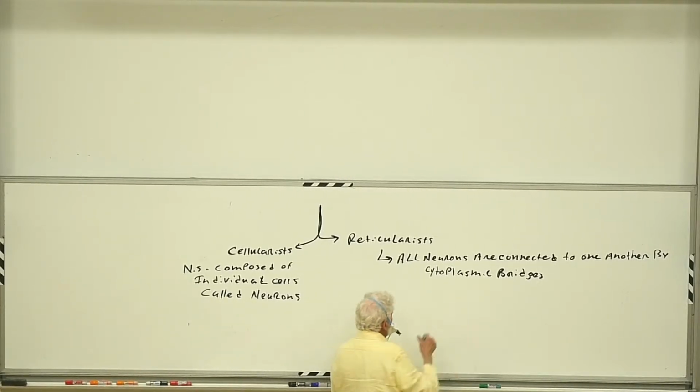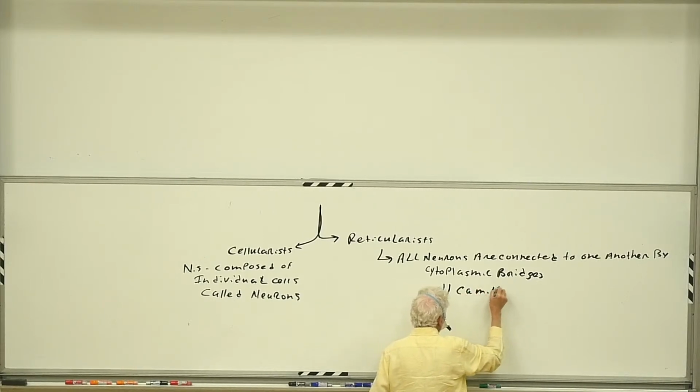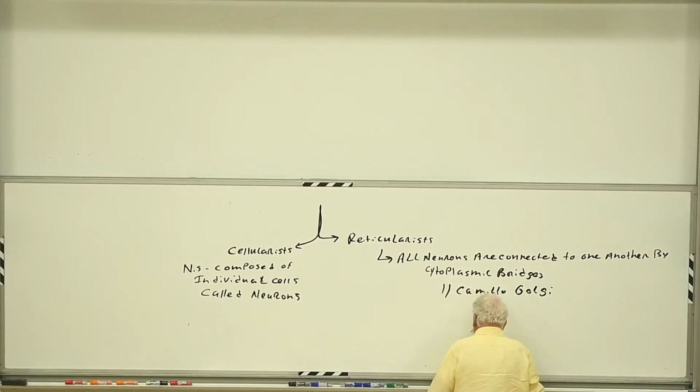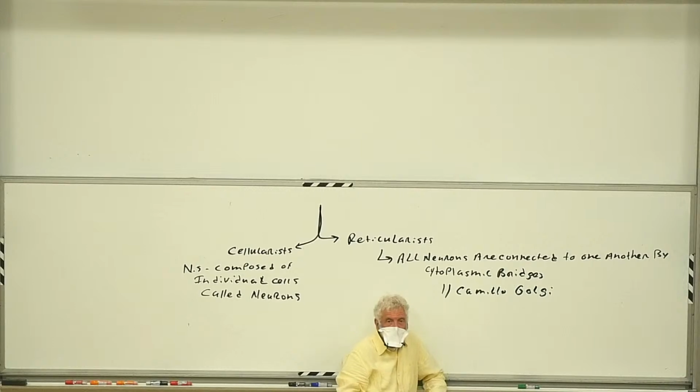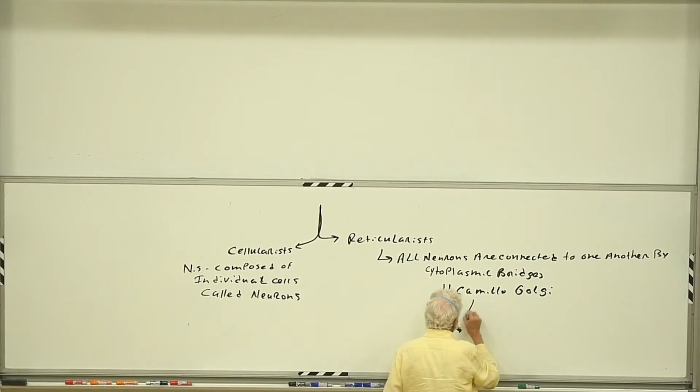One of them was this guy over here called Camillo Golgi. Camillo Golgi was an outstanding microscopist. He was a pathologist. He worked at Pavia, which was one of the major universities in Europe. And he was instrumental in determining the thinking about the nervous system. And he developed something called the Golgi stain.